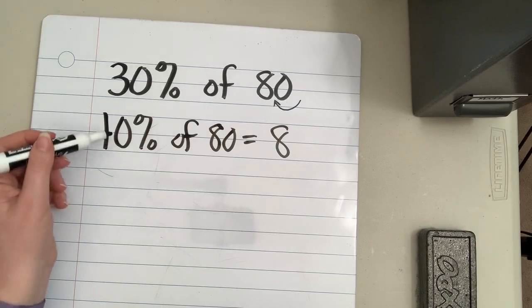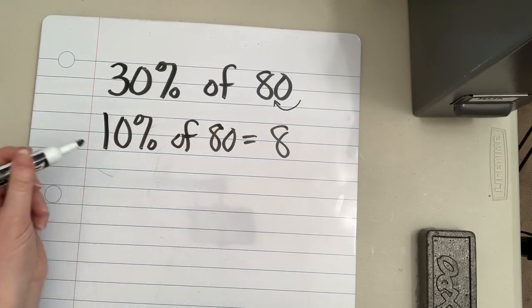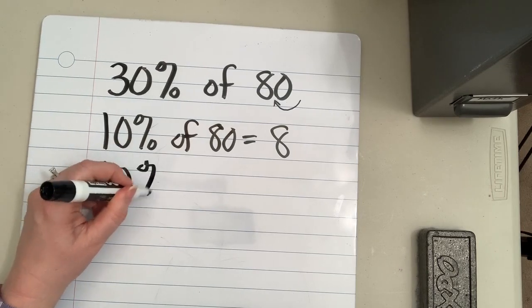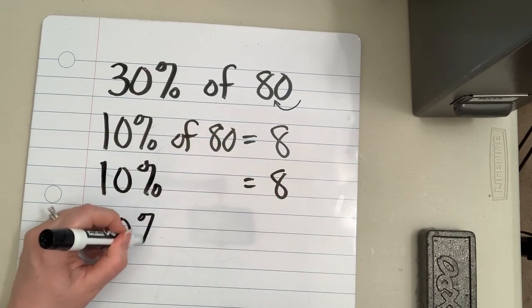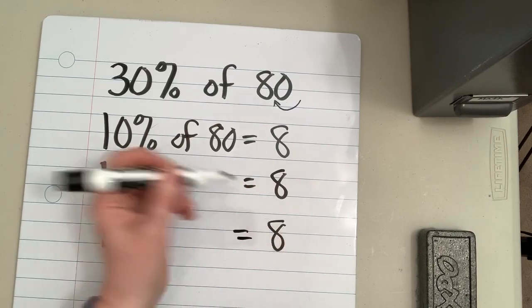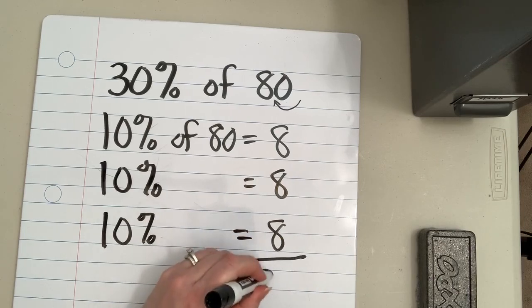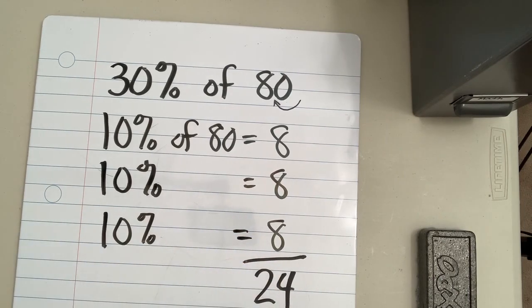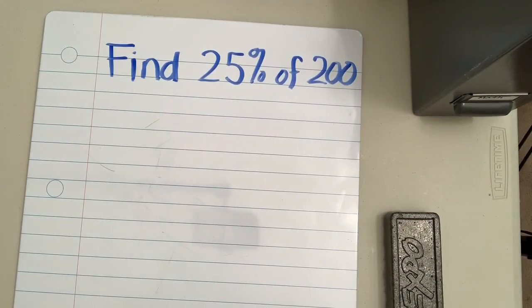Now, knowing that, could you figure out what 30% would be? Well, you're going to do 10% 3 times. So 8, another 10%, and another 10%. Add those up. 8 times 3 is 24, which is the same answer we got the other way. There's just 2 ways of doing it. Some people like to do it this way because they find it easier to work with tens, which I sometimes agree. Let's look at another example.